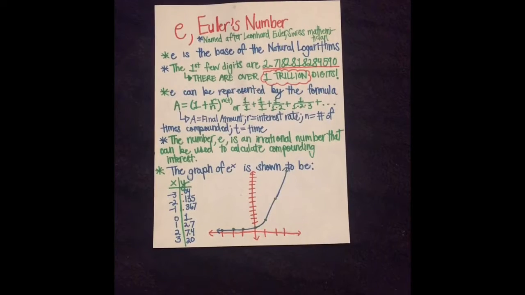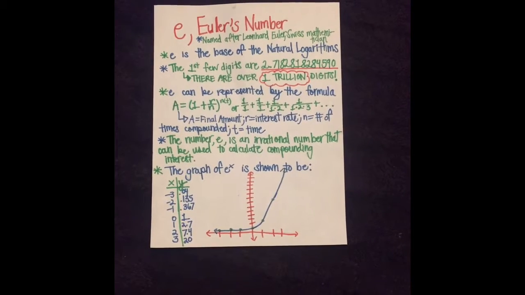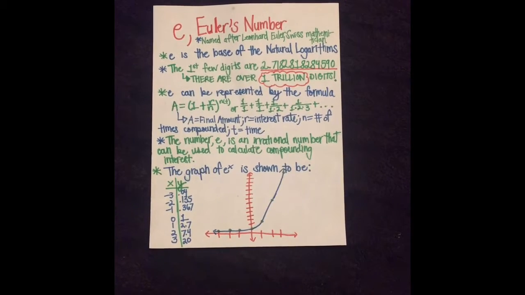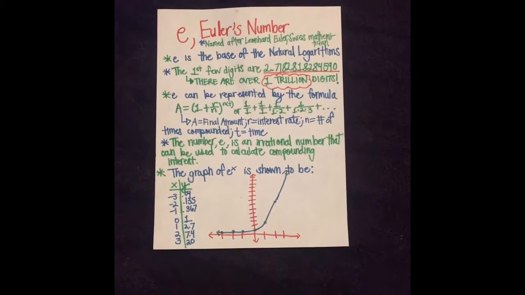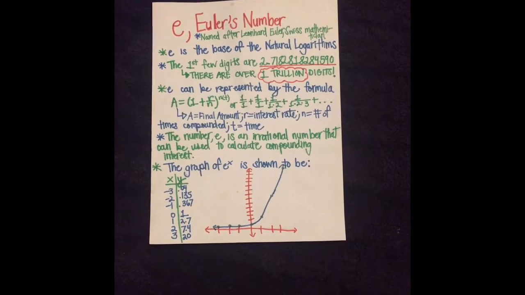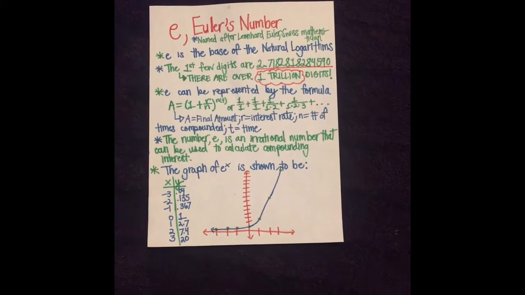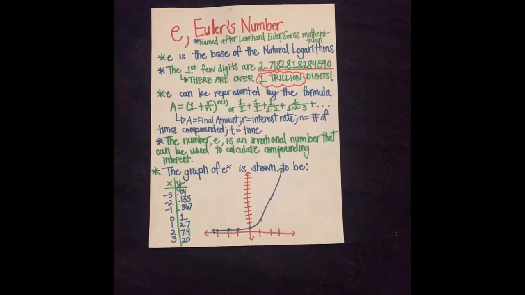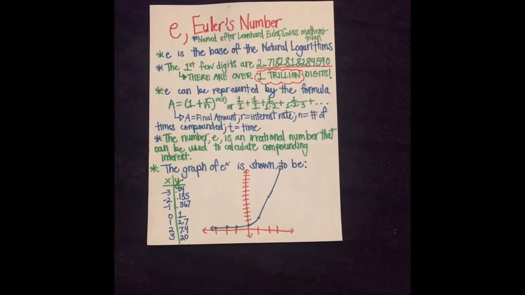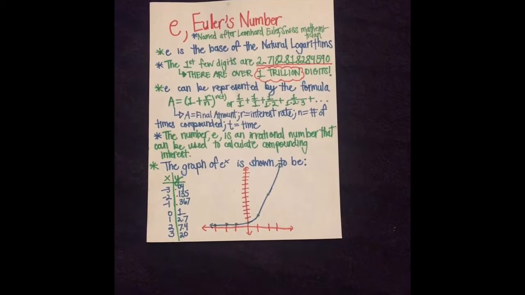E. Euler's number. Euler's number is named after Leonhard Euler, a Swiss mathematician. E is the base of the natural logarithms. The first few digits are 2.7182818284590. These are just a few digits of over 1 trillion digits.